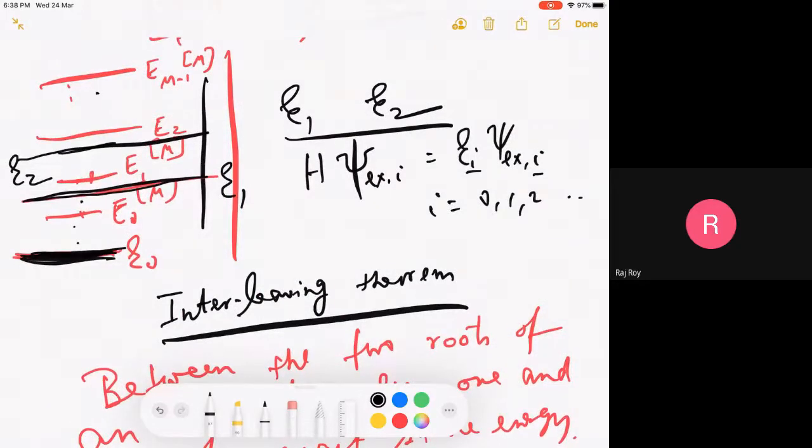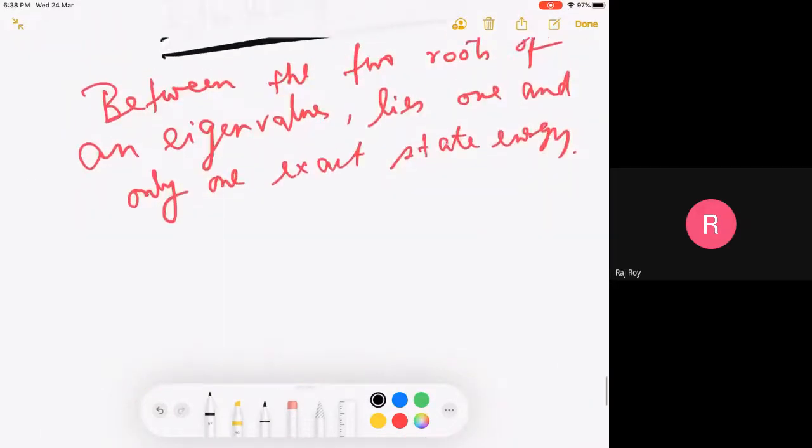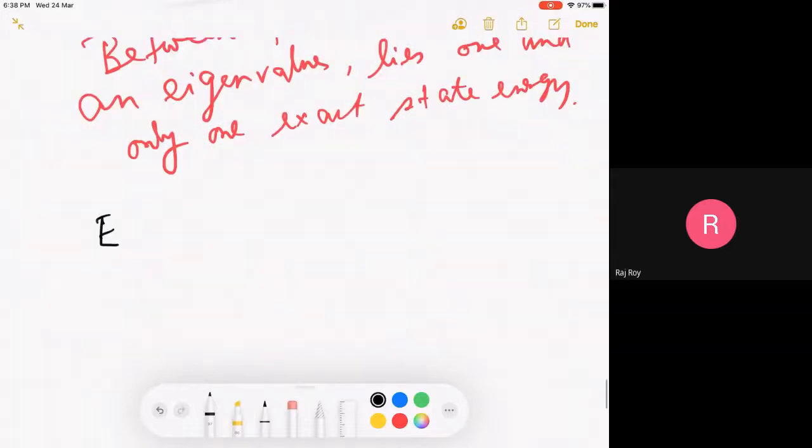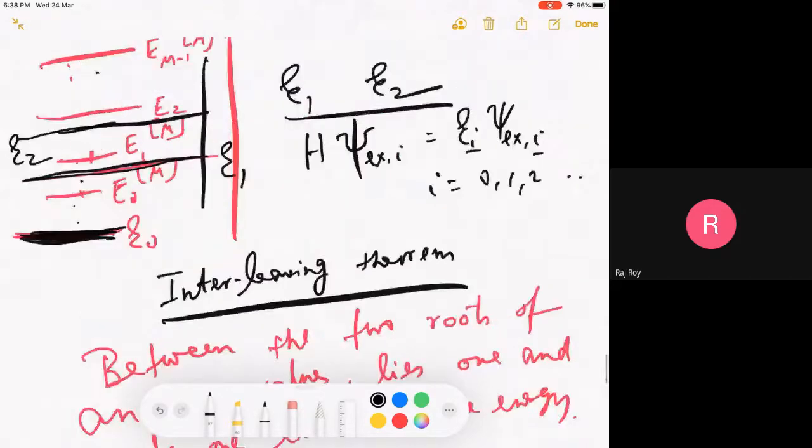You can see here that, of course, E0m is greater than or equal to epsilon 0. That is very clear. And of course, all roots are greater than or equal to epsilon 0. But that is saying nothing. It is just restating the Rayleigh-Ritz principle. But because between these two roots lies one root, now I can say that E1 is also greater than or equal to epsilon 1.